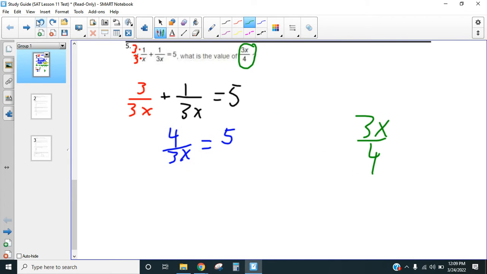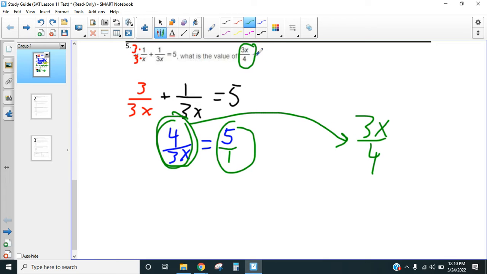There you go, right? So if we're supposed to flip this, we better flip that. And don't forget there's always a 1 under every whole number, right? So if we're flipping what we have in order to find the answer that they desire, we better flip this side as well. It's 1/5.